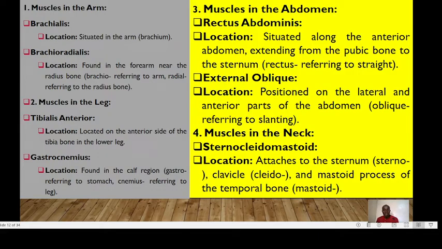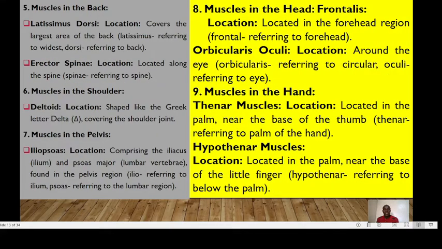So that's why we're referring to it as the sternocleidomastoid muscle. Muscles of the back also, we have latissimus dorsi. This one covers the largest area of the back. Latissimus refers to the widest and dorsi refers to the back. So it's named so because of its location.